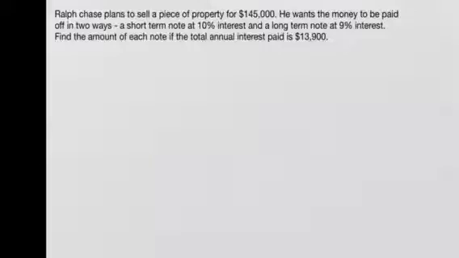$13,900. So what we want to remember is that for simple interest, interest is equal to principal, the amount that we're putting in, times rate, our percentage rate written as a decimal, times time, and our time is in years. So what we're told is that we have $145,000 that we are paying for this property.